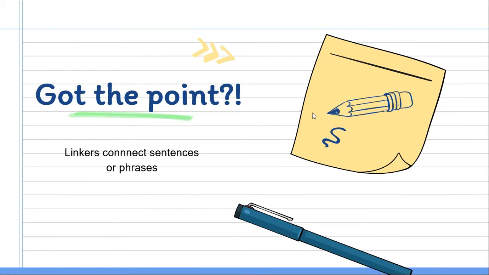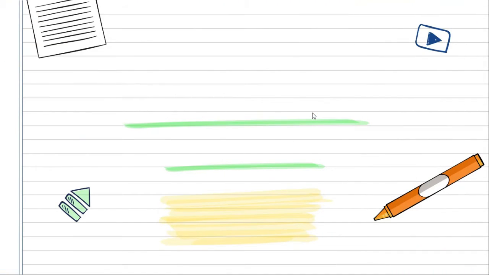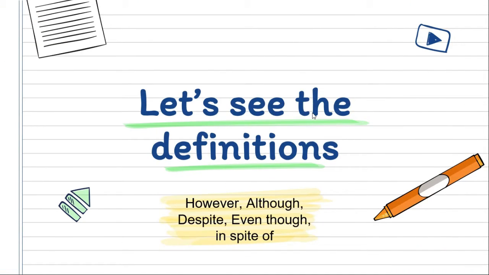Do you get the point about linkers? So, linkers, once again I will tell you that linkers connect the sentences or phrases. Usually when you have writing, you are going to use these to avoid the repetition and give the clearer image of your writing. Now let's see the definition of the linkers of contrast. What we have here is however, although, despite, even though, and in spite of.